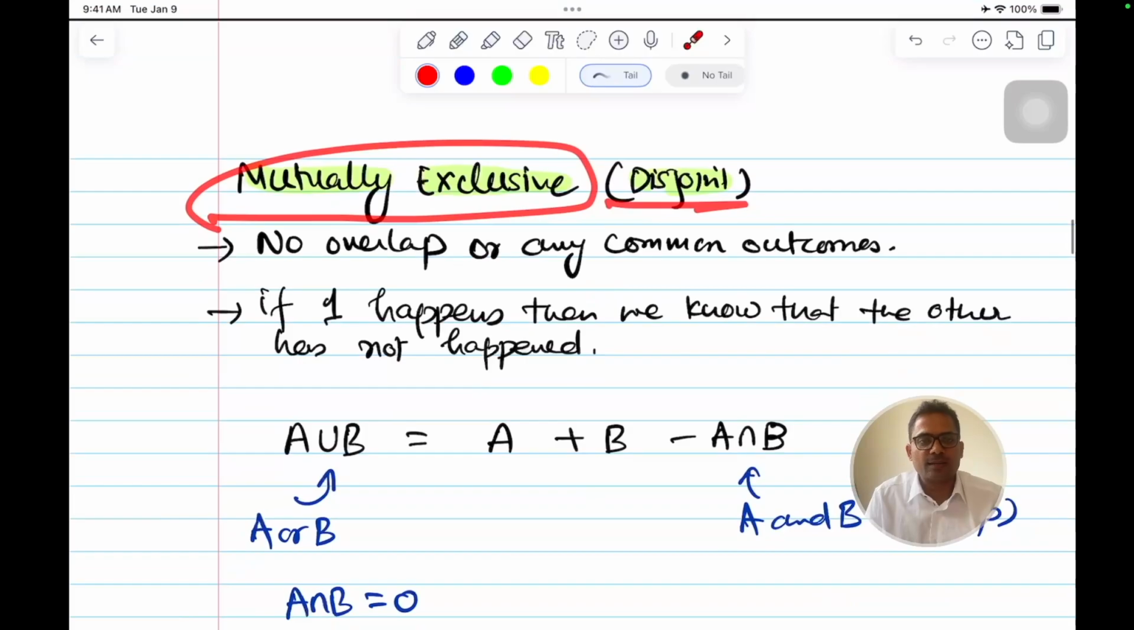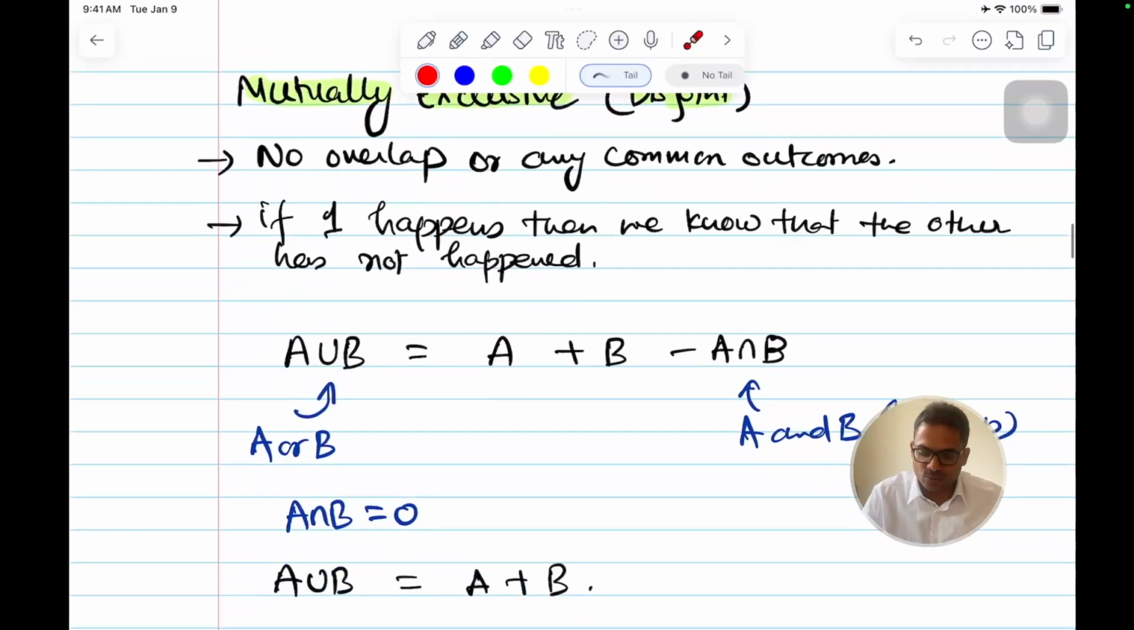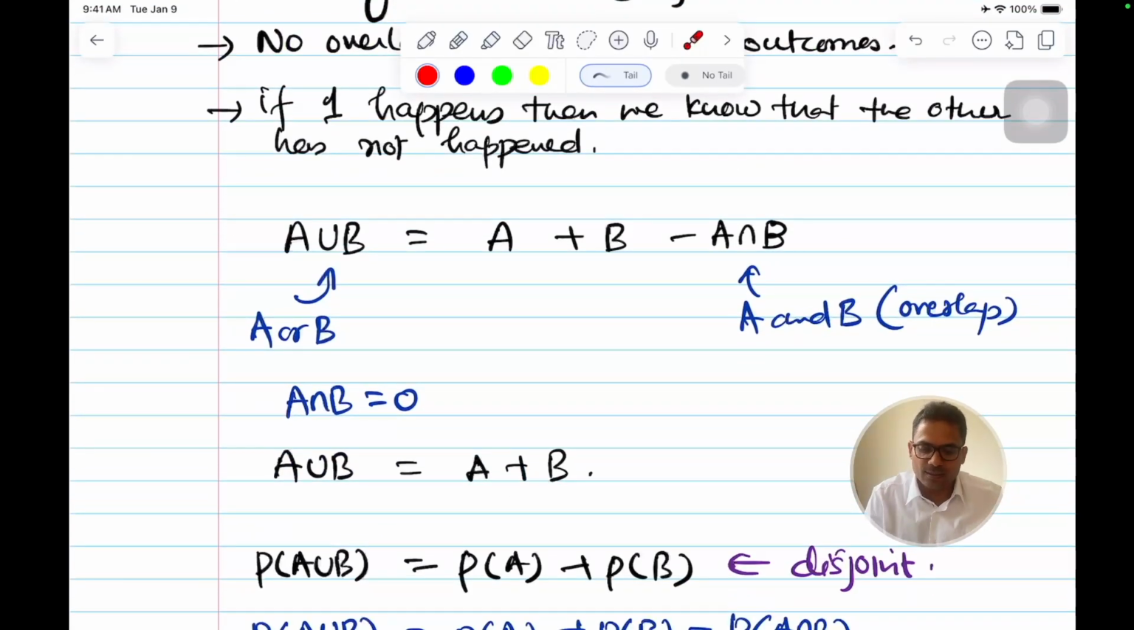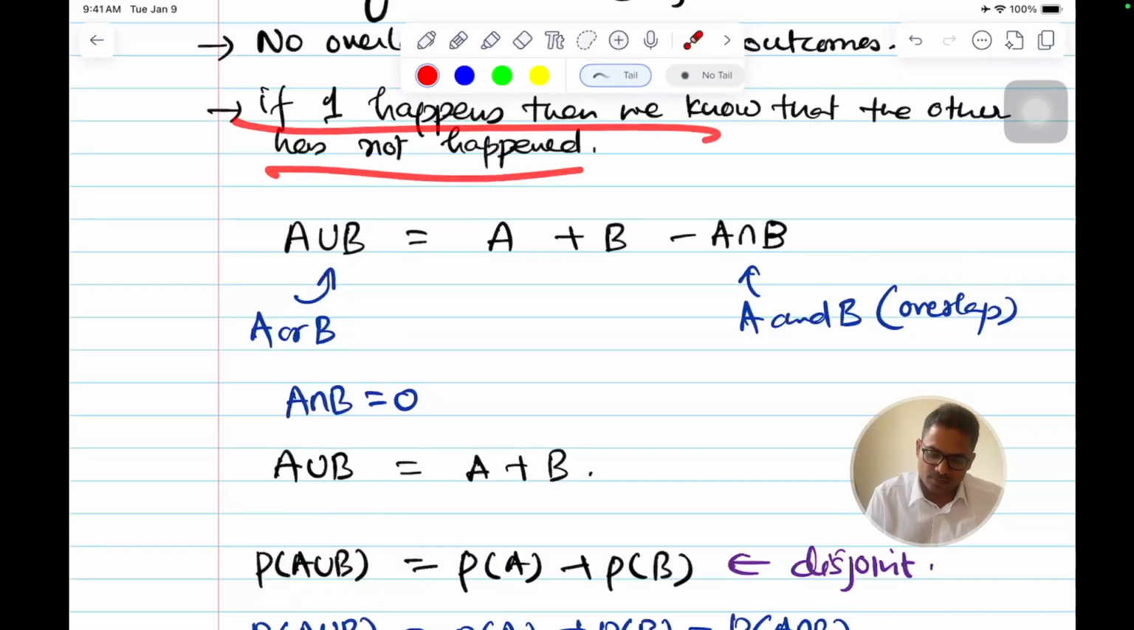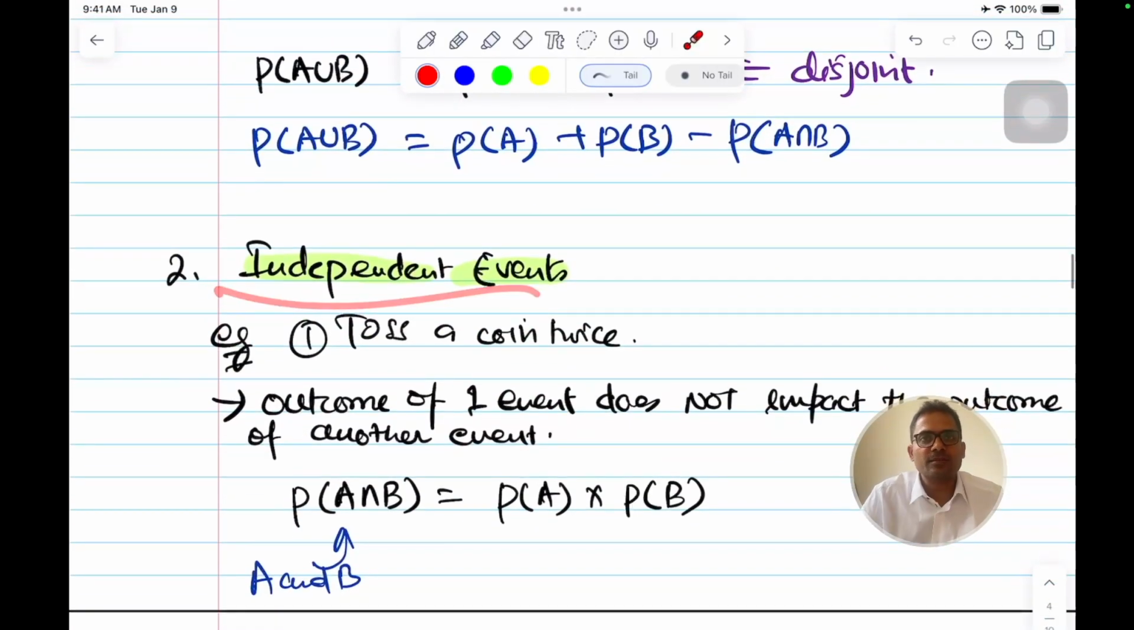And the next thing that we discussed was mutually exclusive events, that is, disjoint. There is no intersection or overlap between the two events. So we can say that if we know one has happened, the other has definitely not happened. Then we saw independent events, meaning the occurrence of one event has no impact on the occurrence of the other event. These two events are independent.